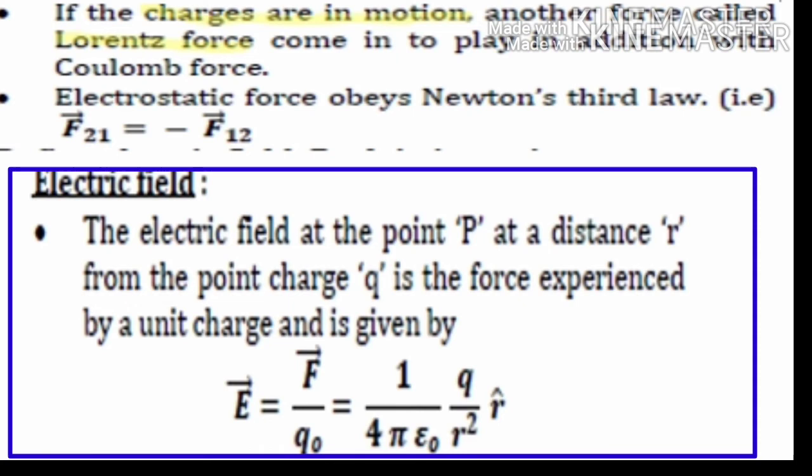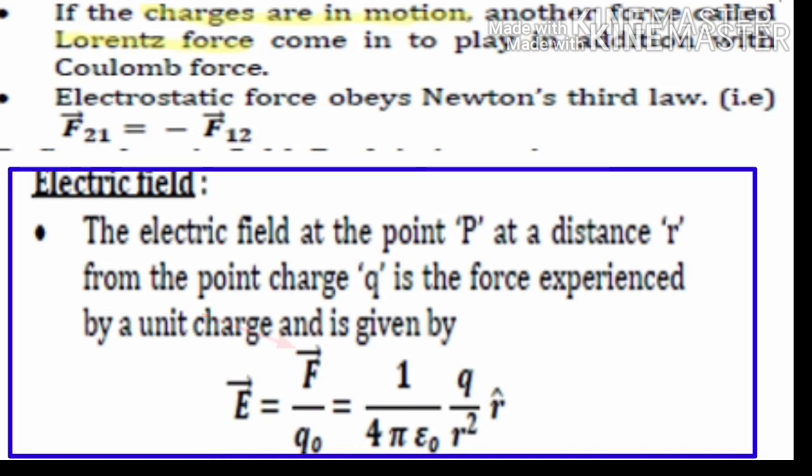Next one is electric field. Electric field at a point P is defined as the force experienced by the unit charge Q kept at that point, which can be written by the equation E vector is equal to F vector divided by Q naught. Here Q naught indicates the test charge. So this equation will also become Q divided by 4 pi epsilon naught into r squared into r cap.